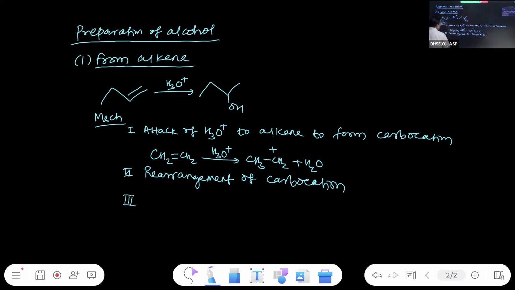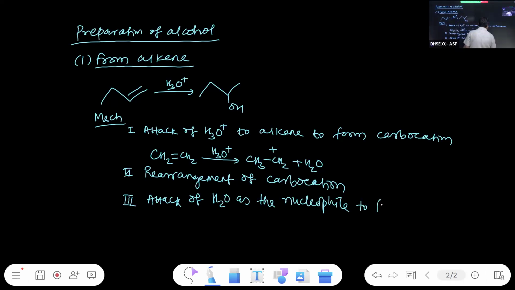Then third, attack of water as the nucleophile to form protonated alcohol. Then quickly note it down. Then we will go to the next page. Attack of water as the nucleophile to form protonated alcohol.